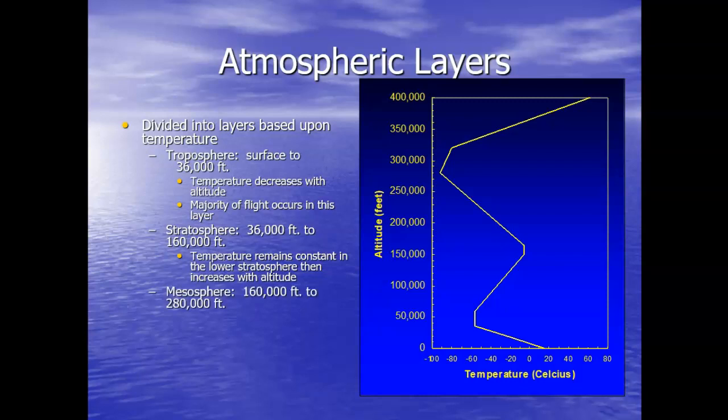Then the mesosphere is from 160,000 feet to 280,000 feet. And at this point, the temperature again starts to decrease with altitude. The thermosphere is above 280,000 feet, and in the thermosphere, temperature increases with altitude.